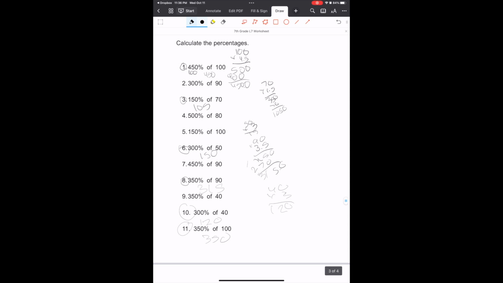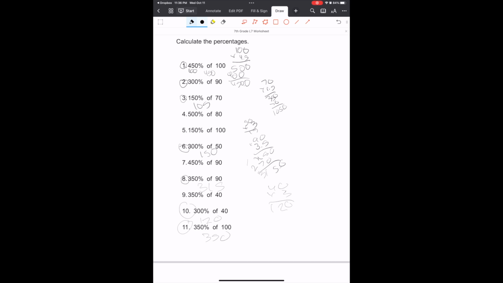Actually, we could just solve the rest of these. For 2, 300% of 90, that's 90 times 3, which is 270. Number 4, 500% of 80 is just 80 times 5, which is 400. Number 5, 150% of 100 is just 150. Number 7, 90 times 4.5 is equal to 405. And finally, number 9, which is 40 times 3.5, is equal to 140.